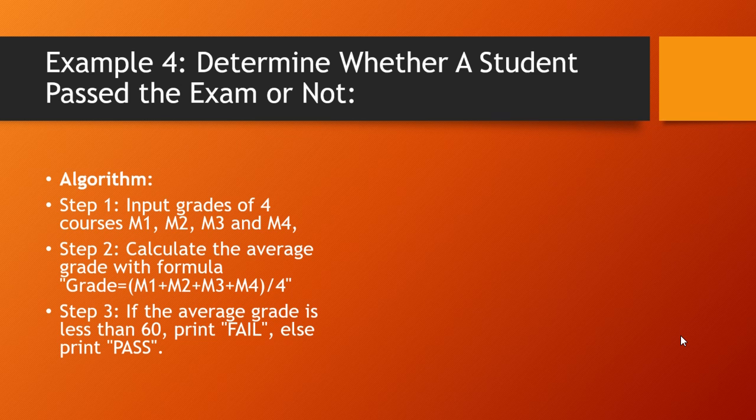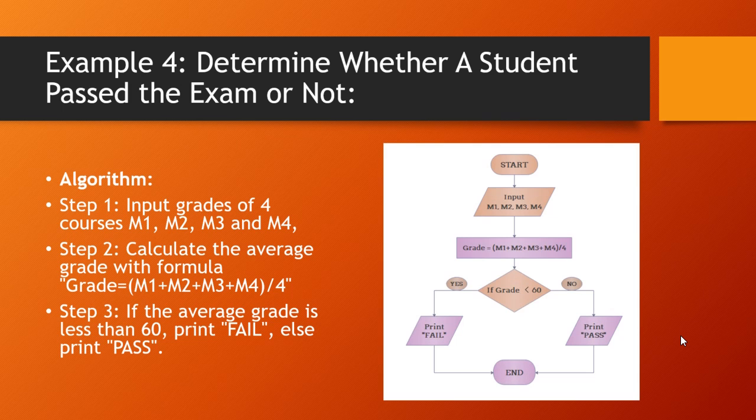First is you input the grade of, for example, 4 courses, which are M1, M2, M3, and M4. And then calculate the average grade with a formula. Grade is equal to M1 plus M2 plus M3 plus M4 divided by 4. And then if the average grade is less than 60, print fail. Otherwise, print pass. So what the flowchart would look like is this.